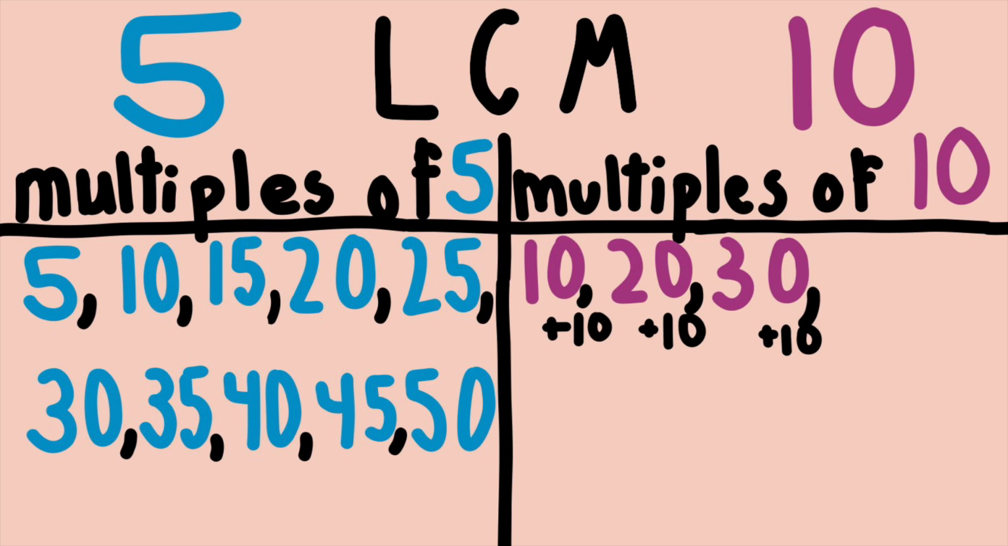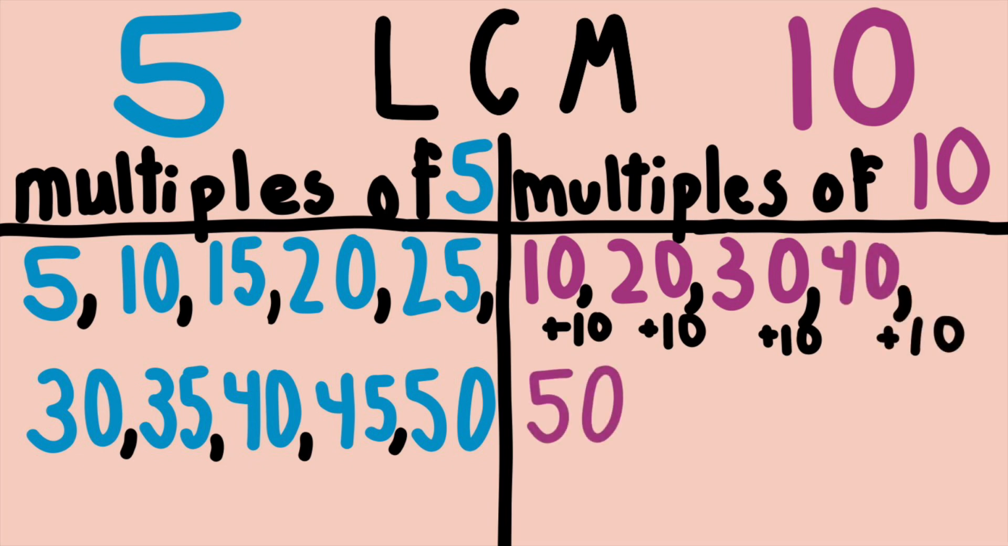Then, not shockingly, we will add 10 to the 30, which should get you 40. And then we'll add 10 to the 40, which should get you 50. So, our first 5 multiples of 10 are 50.